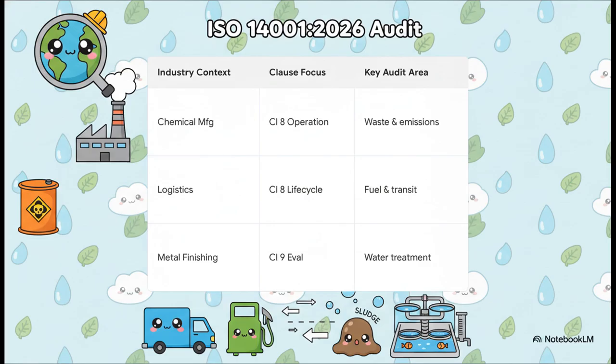If you're looking at a chemical manufacturing plant, that demands heavy scrutiny on Clause 8, specifically operational controls around things like hazardous waste and emissions. But switch gears to a logistics company, and that focus shifts to the life cycle perspective within Clause 8, specifically looking at fleet fuel consumption and outsourced transit. Meanwhile, a metal finishing facility might really need to elevate Clause 9 to strictly monitor their wastewater treatment and sludge disposal. It's all about context.